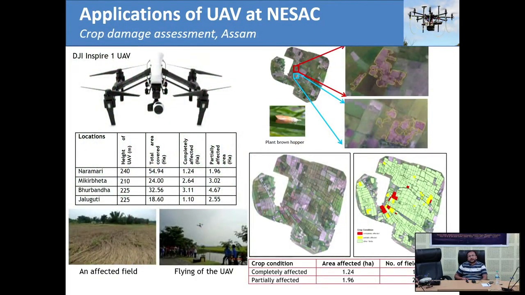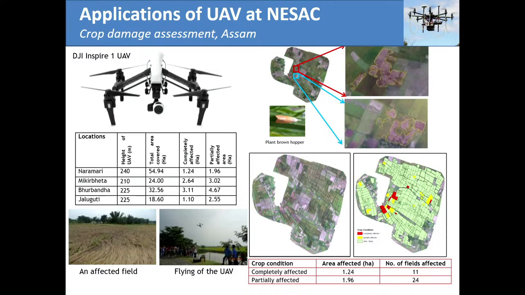Then crop damage assessment, I was telling you, it can be used for Fasal Bima Yojana also. This happened somewhere in Morigaon district where we went. You can see some live photos from the field on the bottom side, two photos are there. This is how the affected field looks. The brown planthopper was the insect; they used to come in herds and eat away the entire crop. So this kind of thing you can map, and you can delineate how much is the severely affected area, how much is the partially affected area, how many fields are affected. All this GIS analysis you can do on top of that map.